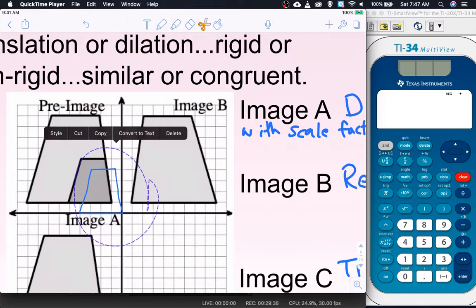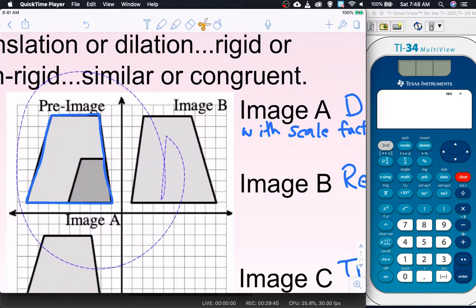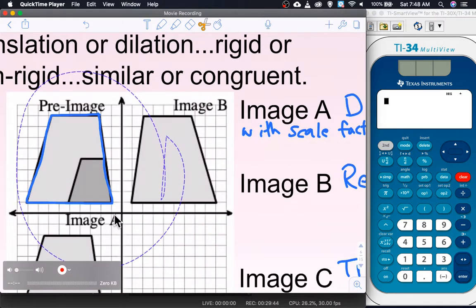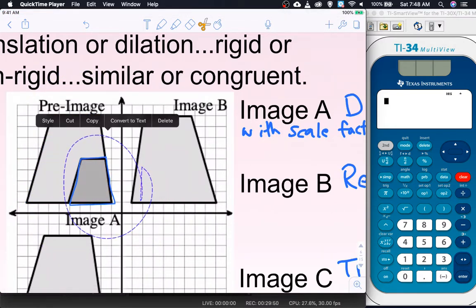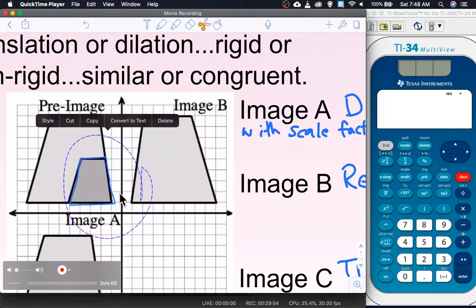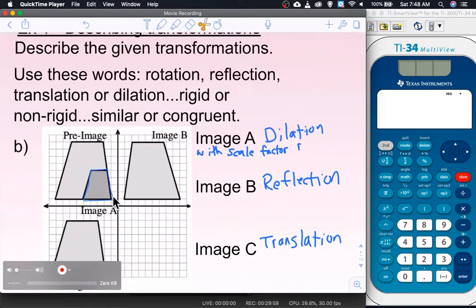So where did we actually dilate from? Where did it get bigger and smaller? Like, where did it zoom into? Well, it looked like it zoomed into this corner right here. Check this out. Yeah, that's where it is. So the center of dilation is this corner, this point. So we need to say that. So we dilated with a scale factor of r equals 1/2. R is the variable we use for scale factor.